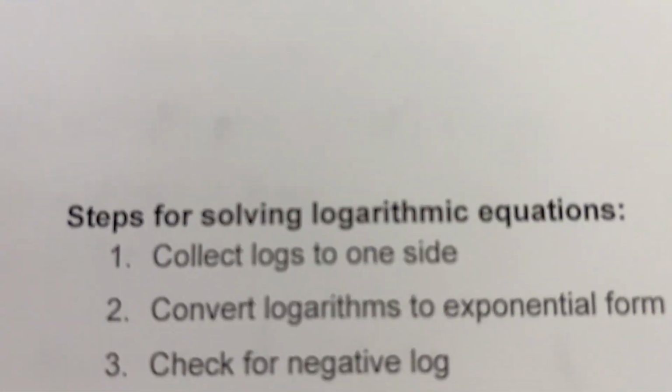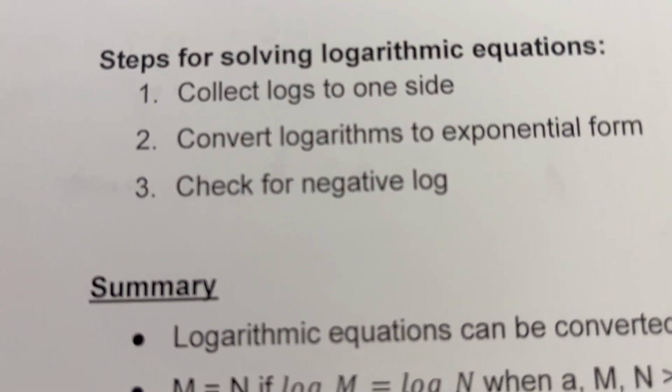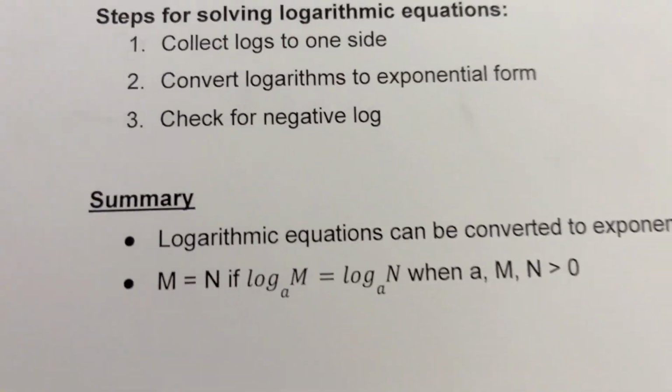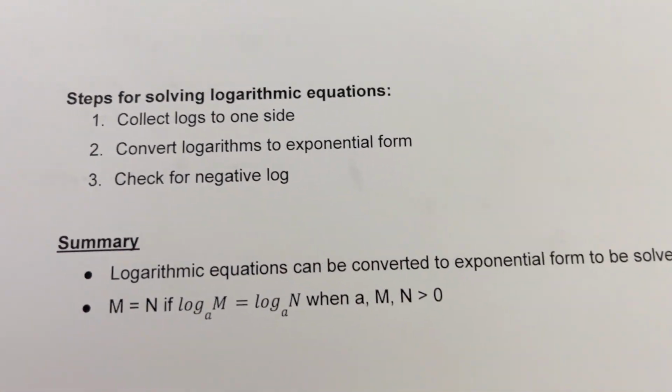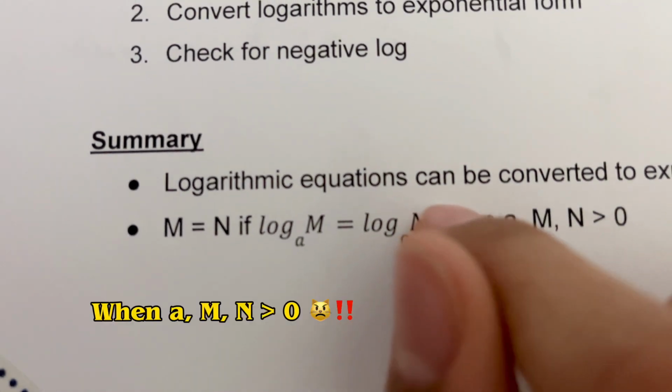The steps for solving a logarithmic equation. Step 1, collect all the logs to one side. Step 2, convert logarithms to exponential forms. And once you have your answer, check for any negative logs because you cannot log a negative number. So as a summary, logarithmic equations can be converted to exponential form to be solved. So when you have log m equals log n, then you can cancel out both of the logs to be left with m equals n.